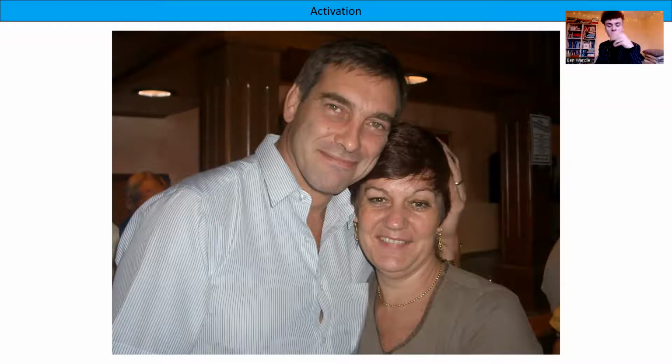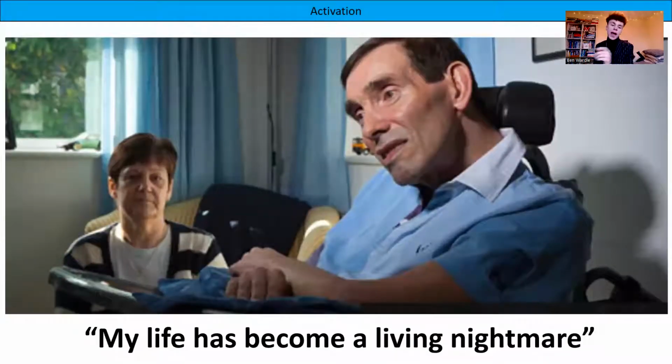And I want you to keep this image in mind when we look now at the next image, because this is how Tony ultimately was. This is what happened as a result of a stroke that he had, which left him completely paralyzed, unable to walk, unable to talk, unable to feed himself, unable to dress himself, unable to do anything at all. And again, there is his lovely wife once again, but it's such a contrast, isn't it? And he said, this is his quote, "My life has become a living nightmare."